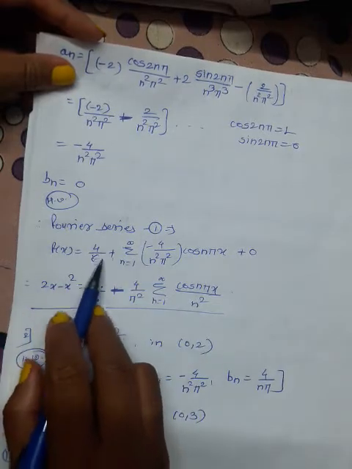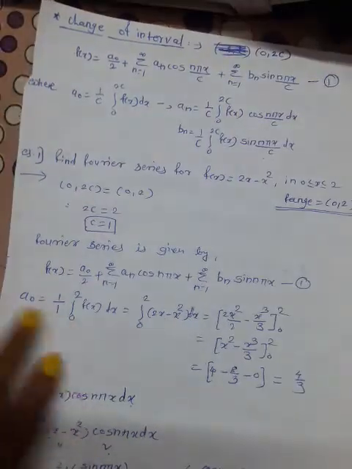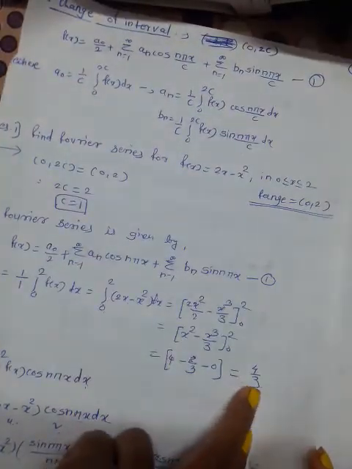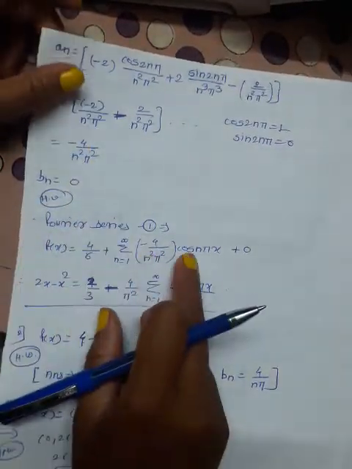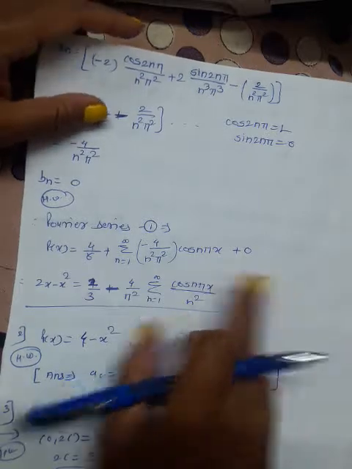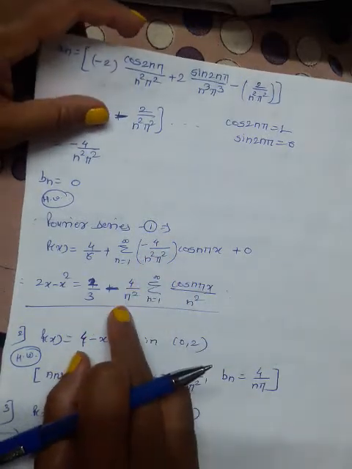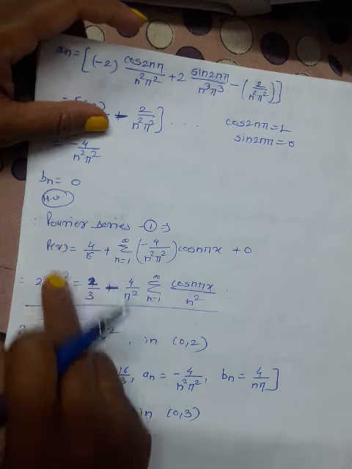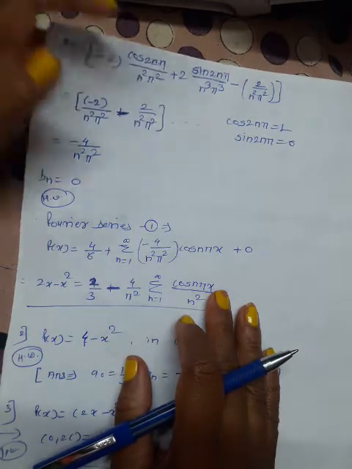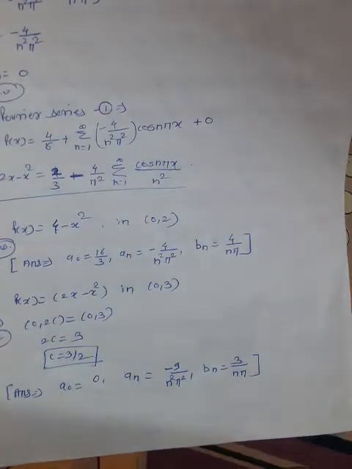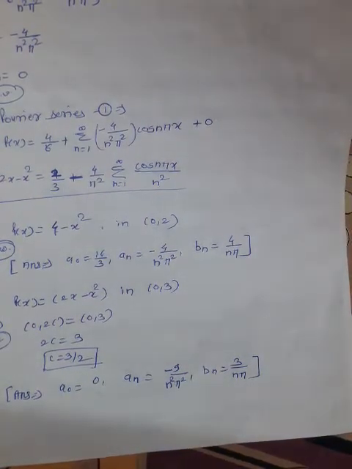We get f(x) is equal to a0 by 2. a0 is 4 by 3, so 4 by 2 into 3 is 4 by 6, plus summation a_n cos n x, and b_n is 0. Take this minus 4 by pi square outside. This is 2 by 3. The f(x) value is 2x minus x square. This is the Fourier series for the function where the interval is 0 to 2.